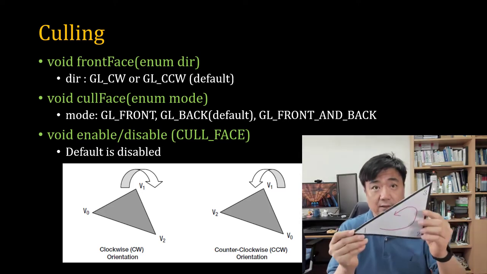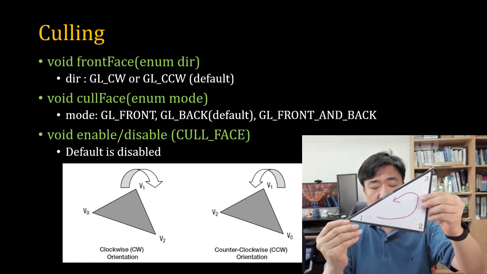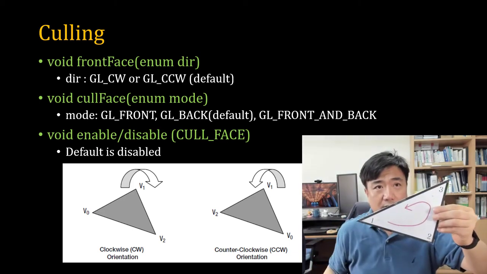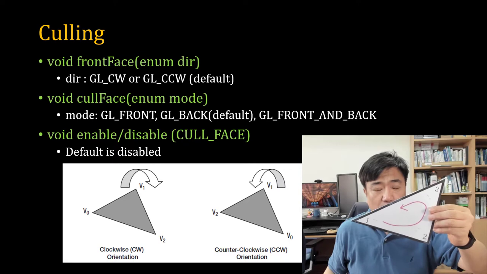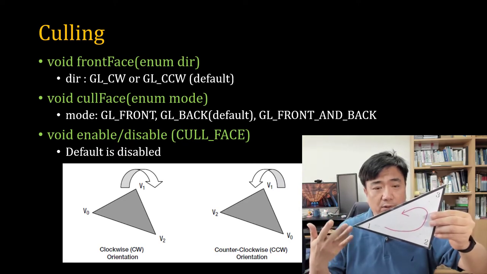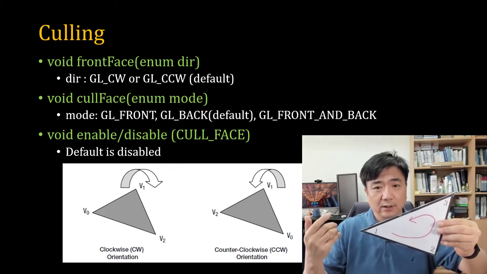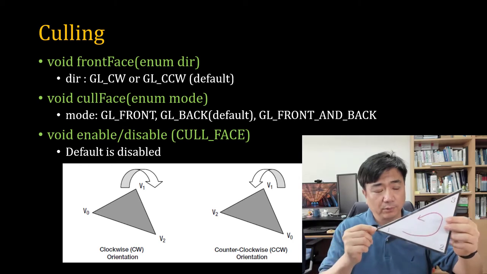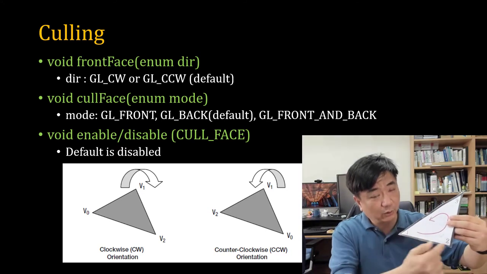I made a very simple triangle. Can you see that? This triangle has, of course, 3 vertices: 1, 2, 3. When we draw with the triangle primitive, we use draw arrays or draw elements. Anyway, they should have an order of vertices. For example, we draw the triangle with this order: 1, 2, 3.